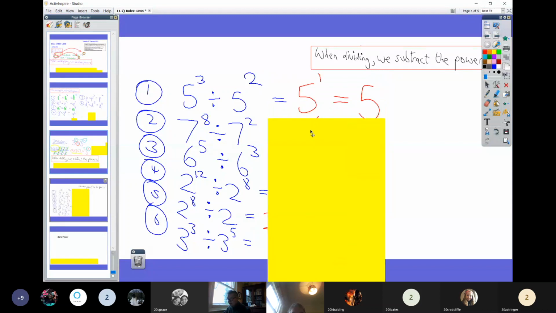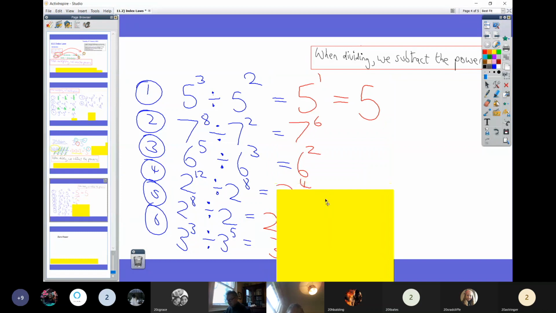Okay, for the second one, subtract the powers, so that's 7 to the power of 6, 6 to the power of 2, 2 to the power of 4. Now be careful with this one. When it just says 2 there, don't just think the power is 0. It's not, it's 1. Any number there on its own, there's one of them, isn't it? So it's just to the power of 1.